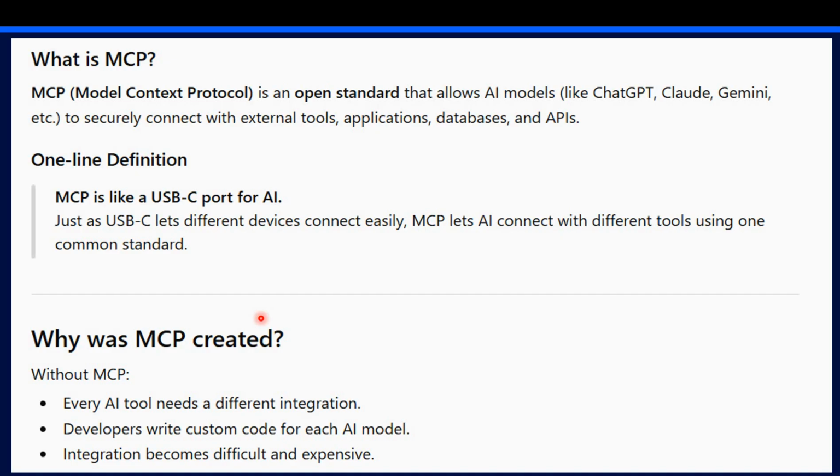And if someone asks you in a very simple or layman terminology, what is MCP? So you can simply say that MCP is like a USB Type-C port for AI. Why? Because just as USB Type-C lets different devices connect easily, similarly MCP lets AI connect with different tools using one common standard, that is Model Context Protocol. So I think this part is clear. What is Model Context Protocol?